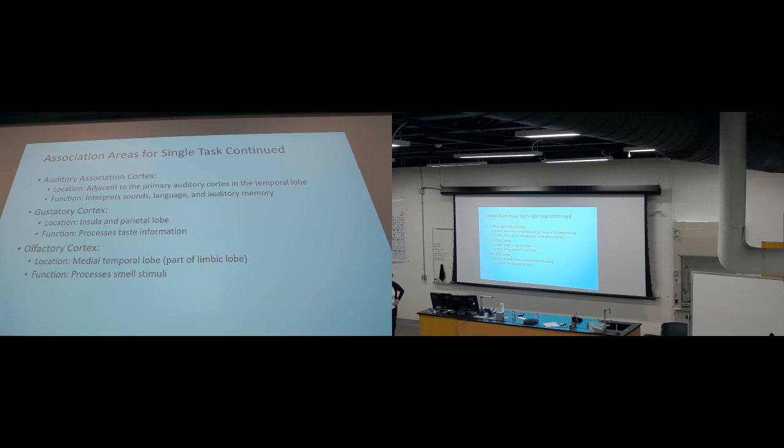And then internally to the temporal lobe and the parietal lobe and the frontal, we have the insula, which is a gustatory cortex area, and it processes taste information. So this one, together with the limbic system, also helps to create memory. Olfaction as well. The olfactory cortex, we have it medial in the temporal lobe, and it's part of the limbic system. It processes smell stimuli.